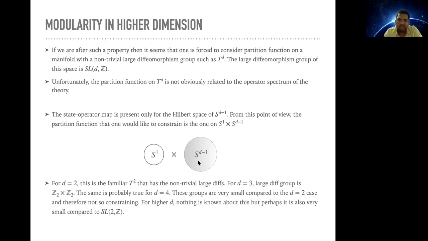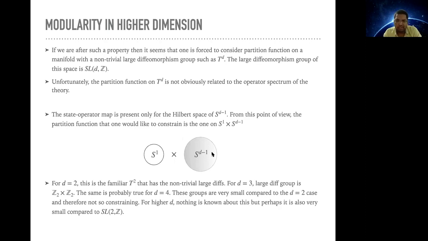non-simply-connectedness of the diffeomorphism group of S^2. So as you go around S^1, this map could change and make a non-trivial cycle in the large diffeomorphism group of S^2. So that's your Z_2 times Z_2. But as you can see, it's a very small group. So it's safe to assume that it's not going to be as constraining as SL(2,Z).